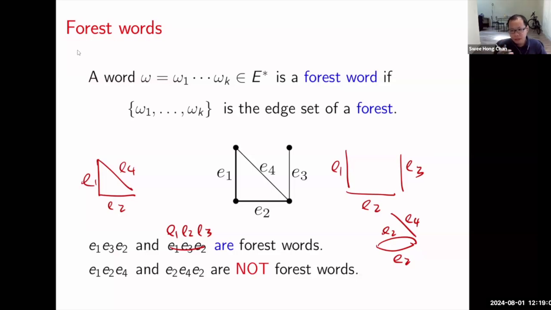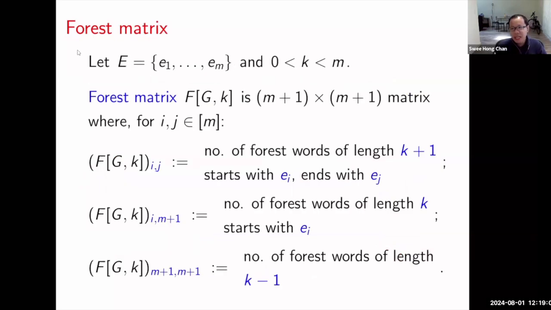Okay, this is the definition of forest word. And now I use this to define our forest matrix. So for this one, first, let E be enumerated by E1, E2 up to EM. So M here will be the number of edges. And K will be strictly between 0 and M. Our forest matrix has two inputs, G and K. And it will be an M plus 1 times M plus 1 matrix. It will also be a symmetric matrix.